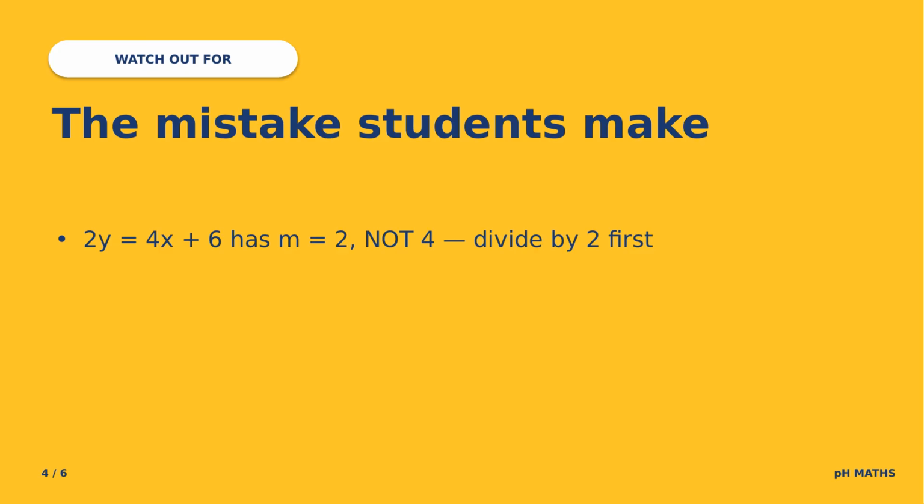Common mistake: 2y equals 4x plus 6 does not have the gradient 4. Divide both sides by 2 first. y equals 2x plus 3. Now the gradient is 2. If the coefficient of y isn't 1, you have to divide everything through before reading off m and c.